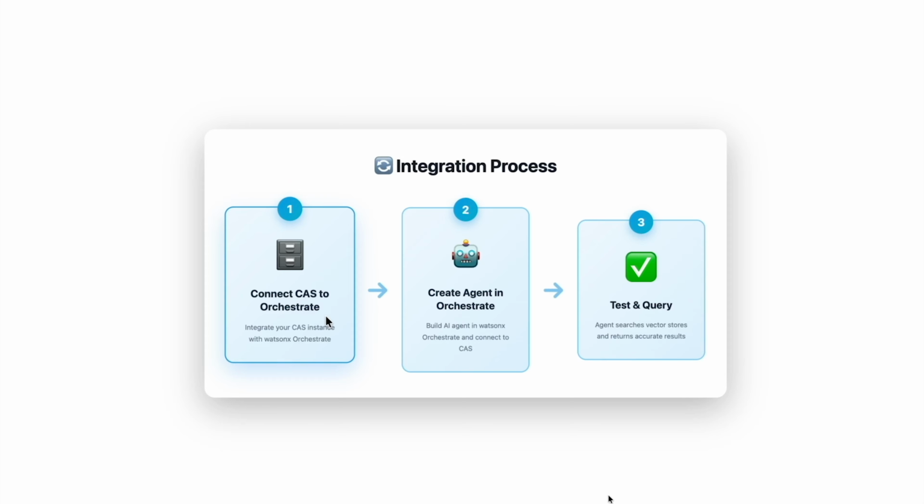For this demo, I've already connected my CAS MCP with an Orchestrate instance using the Orchestrate development kit. Detailed steps for same are mentioned in article linked in description. So let's move on to step number 2, which is creating an agent and adding tools to it.